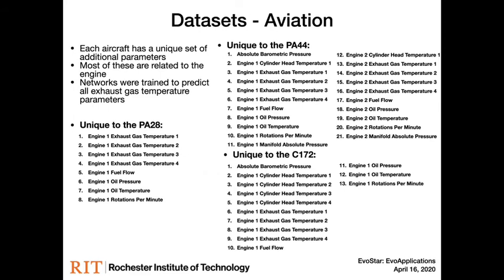So each aircraft has a unique set of additional parameters, and most of them are related to the engine. And the networks were trained to predict all of the parameters that have the term exhaust gas in them, which means the networks trained to predict the PA-28 had 4 outputs. The ones trained to predict for the PA-44 had 8 outputs. And the C-172 had 4 outputs as well, just like the PA-28. And the rest of the parameters are just various engine-related stuff.